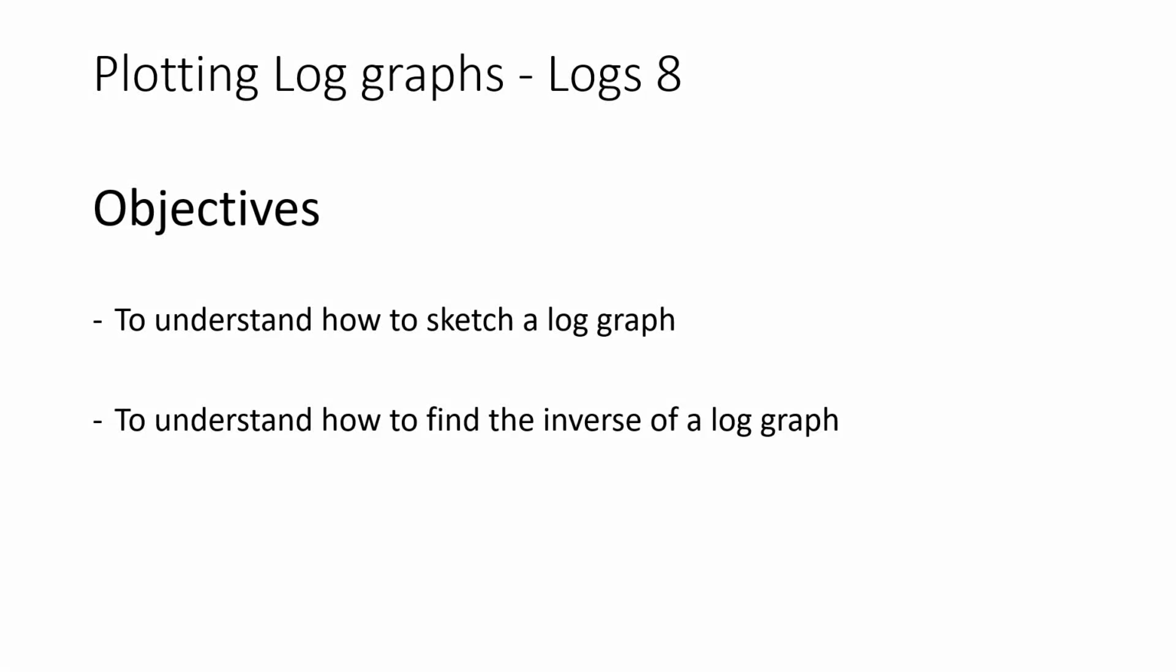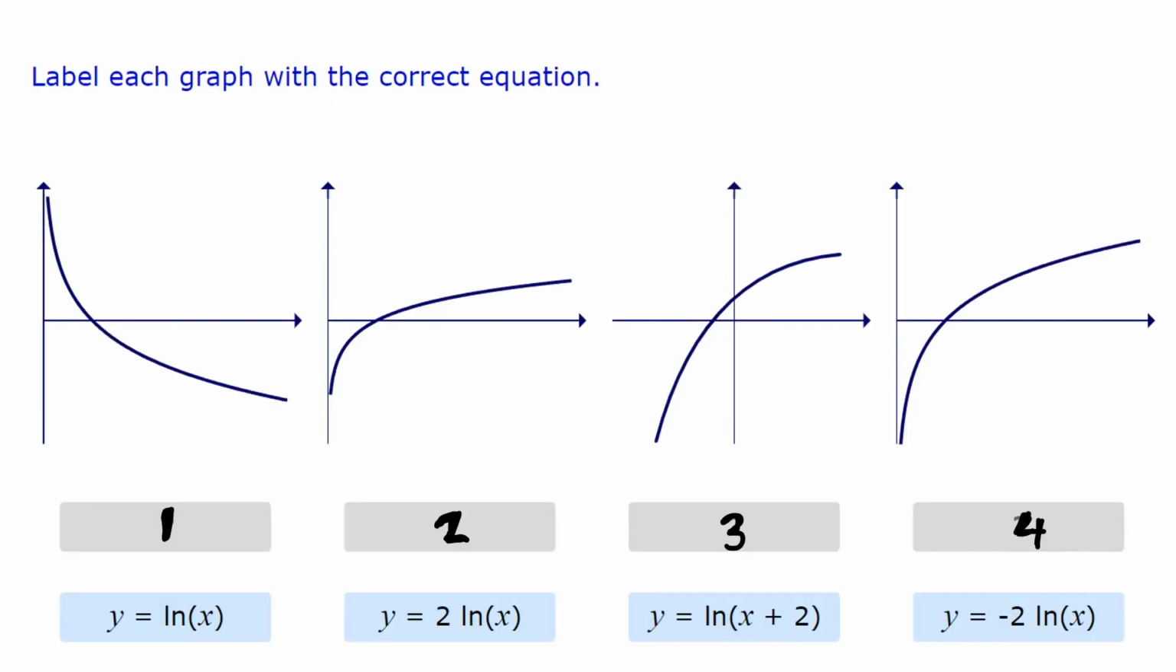Alright, plotting log graphs. How do we do it? First things first, let's take a look. We can't have a log of a negative, right? Why? Because if this is negative, then the base also has to be negative. Like, 10 to the power of what is minus 1? Exactly, that question just doesn't make any sense.